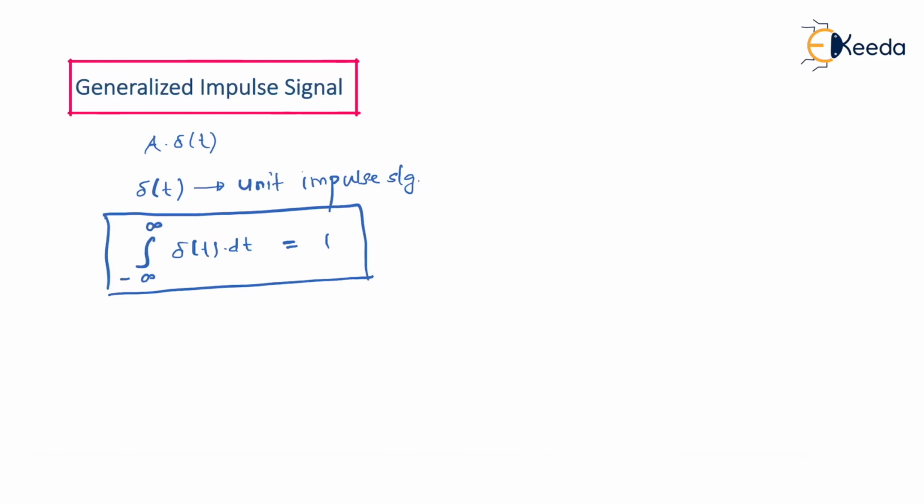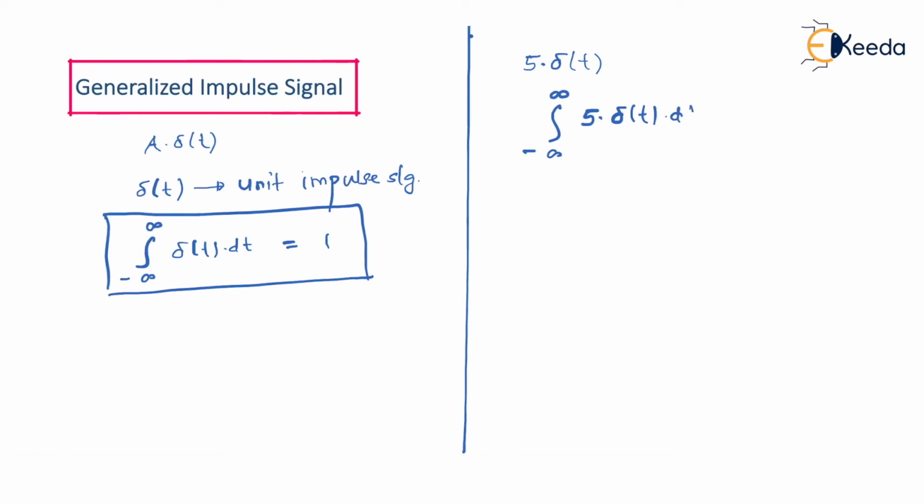We have another signal, let's say 5 times del of t. Let us understand the meaning of it. To understand it, I'm integrating 5 del of t with respect to time. So if I integrate from minus infinity to infinity 5 times del of t dt, we know that 5 is a constant, so obviously it will come out.